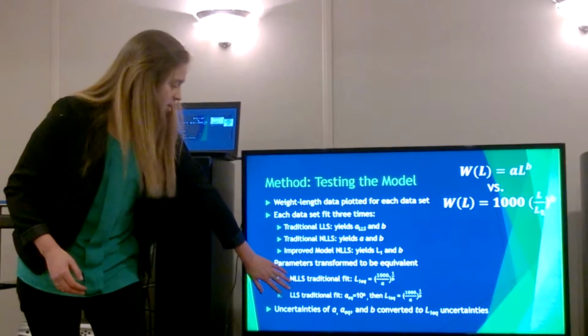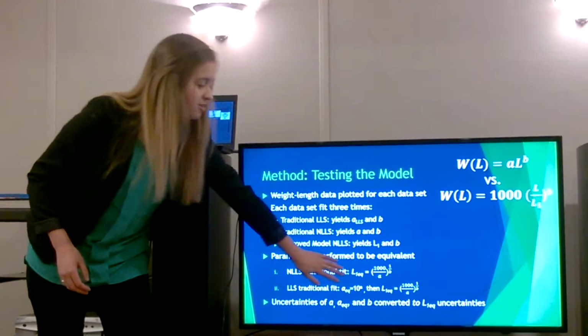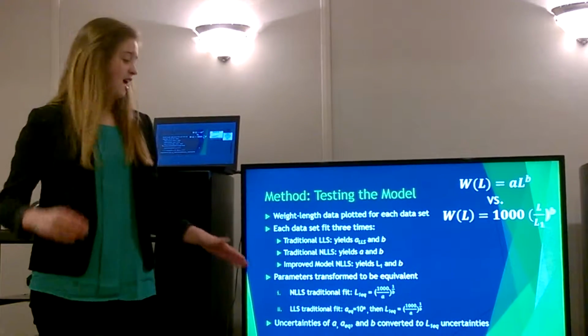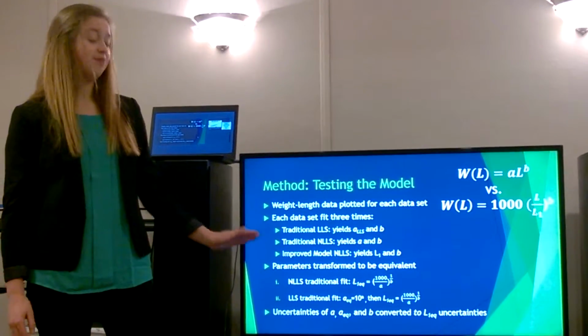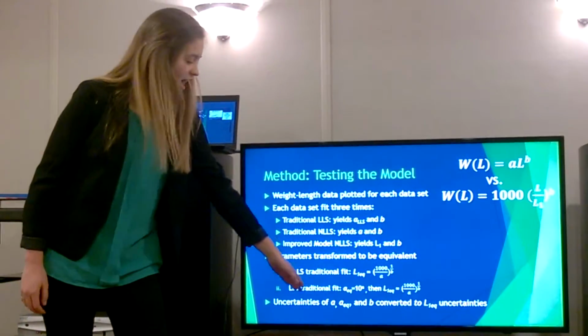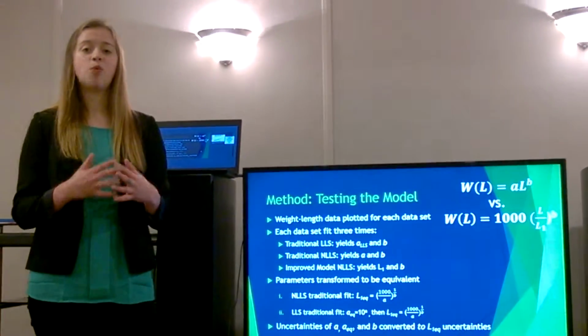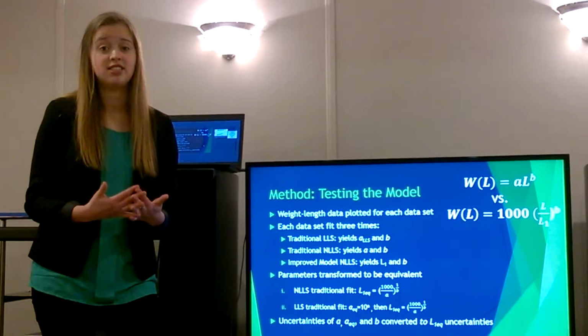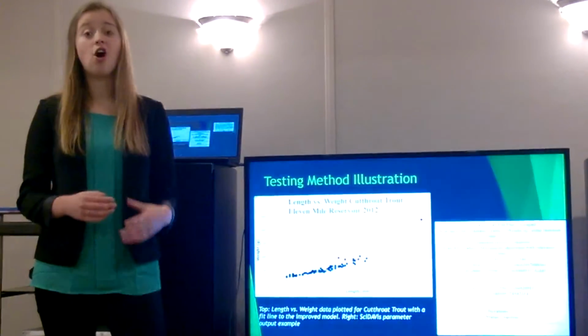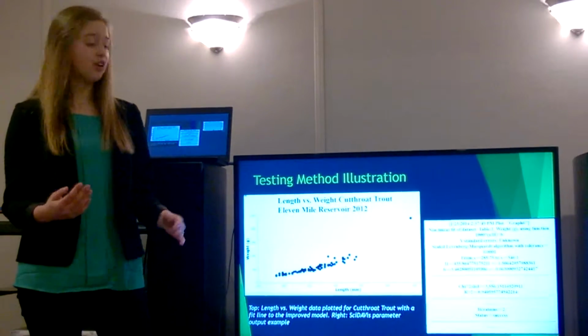I transformed them from the nonlinear least squares fit using L1 equivalent equals (1000 over A) to the 1 over B. I did a similar thing for the linear least squares fit. I also had to propagate the uncertainties to be equivalent to L1 for A equivalent, and B, because the point of the whole thing is to compare uncertainties and make sure it lowered uncertainties. After I had done all of the 480 fits, I graphed.